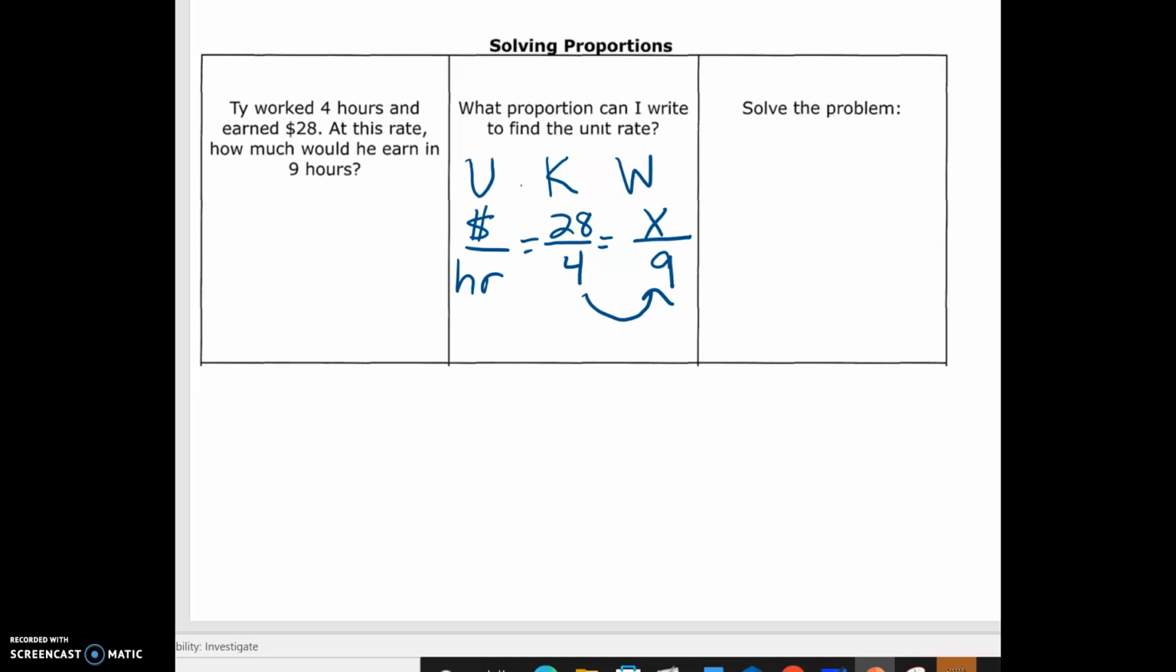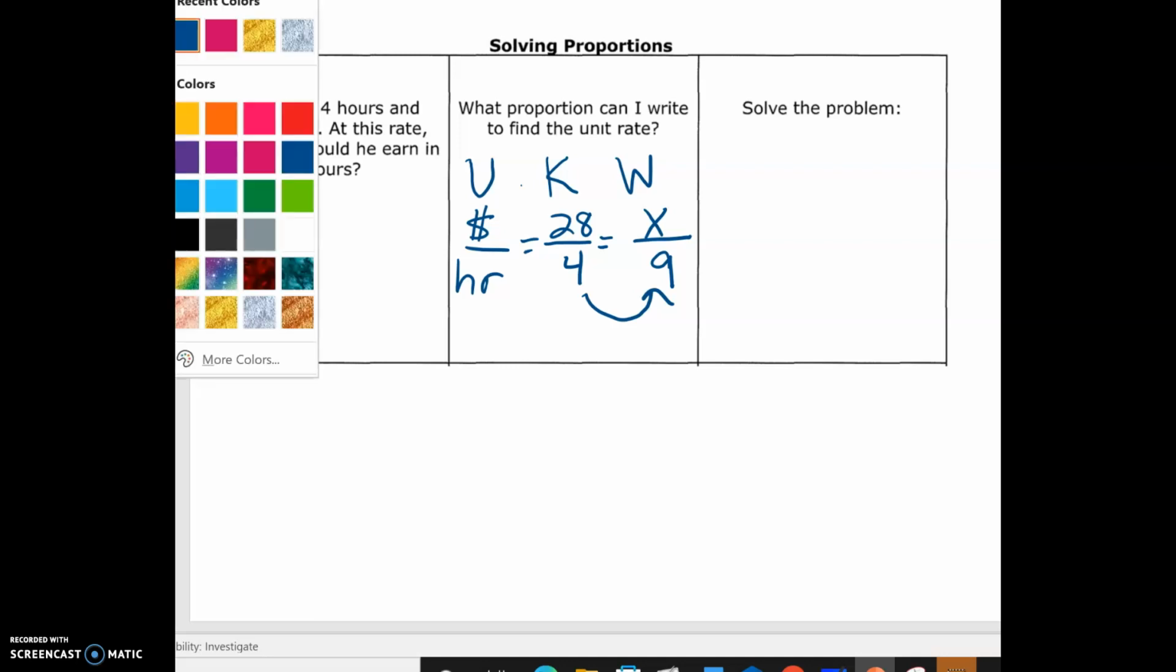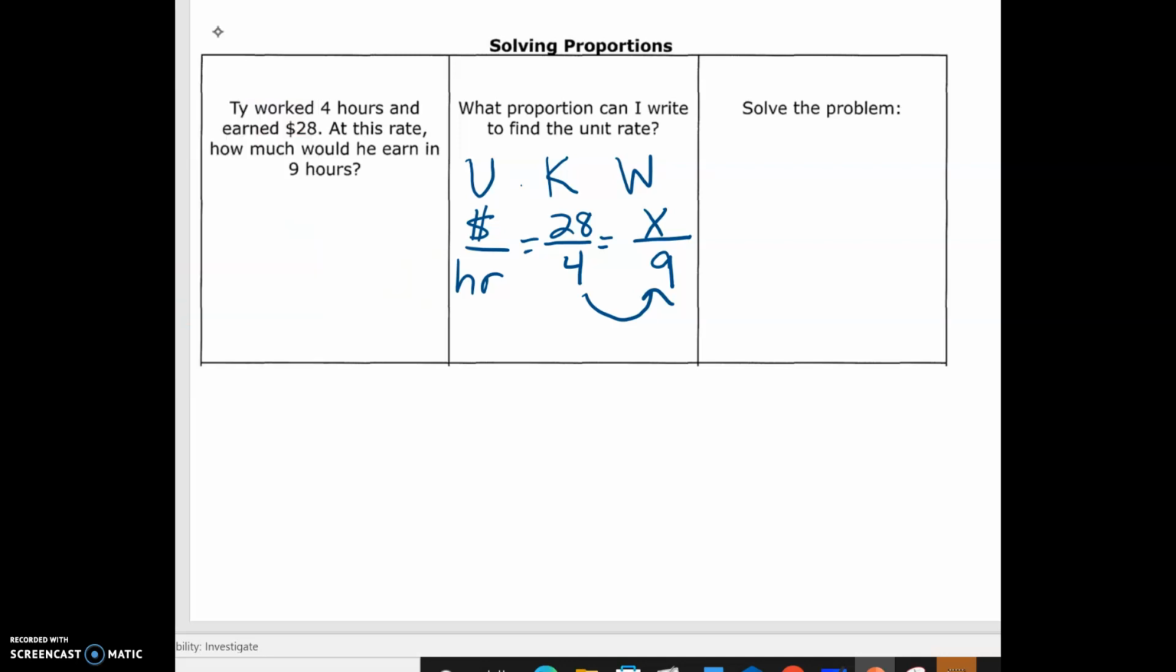So let's go ahead and see if we can simplify 28 over 4. Which we can. If we divide both of those by 4, we can simplify into 7 over 1. Well, now 1 to 9 is a much easier pattern. That would just be times 9. So we take 7, because we have to do the same thing there, also times 9. So 7 times 9 would give us $63.